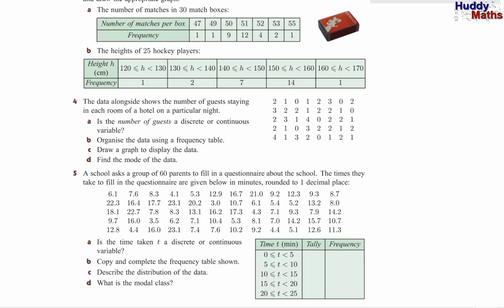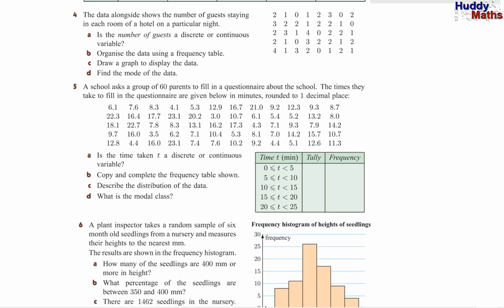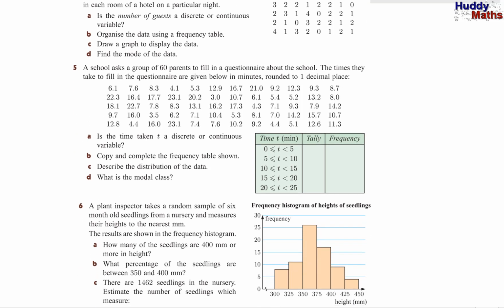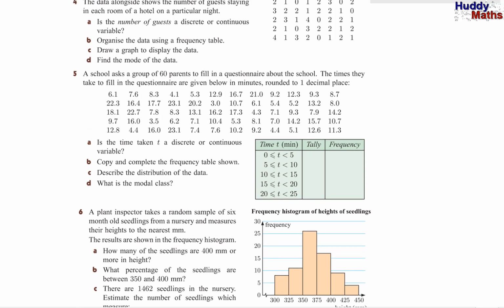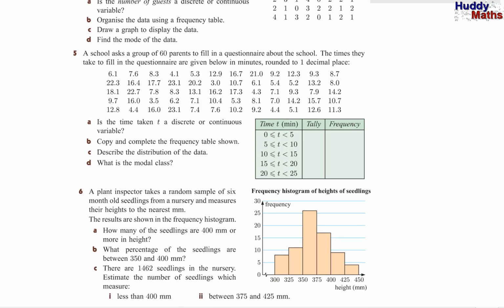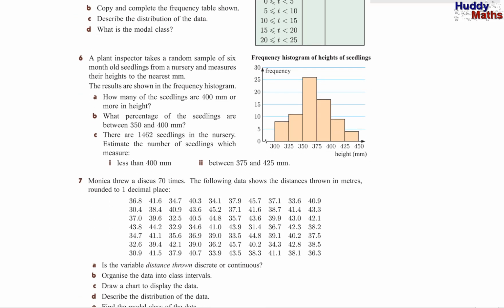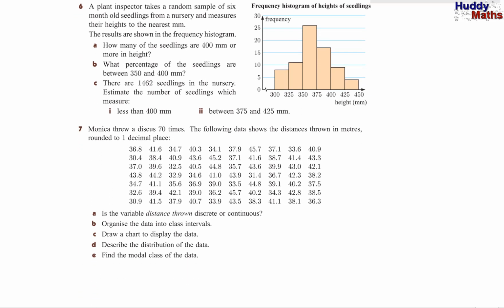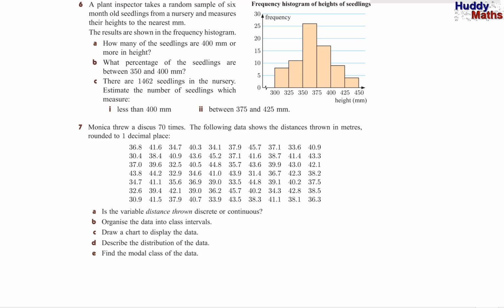Let's look at the next few now. 4, 5, and I think we've got 6. No, we can't quite get in. So let's do 4 and 5. So pause the presentation and have a go. Question 6 and 7 we can get on there. Question 6 and 7. Okay, pause it, and now I'll show you the answers.